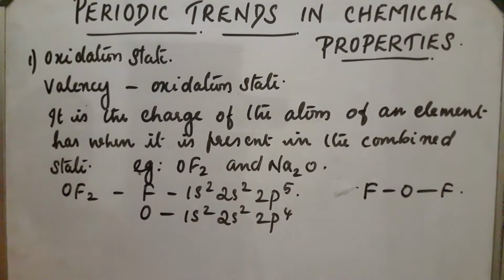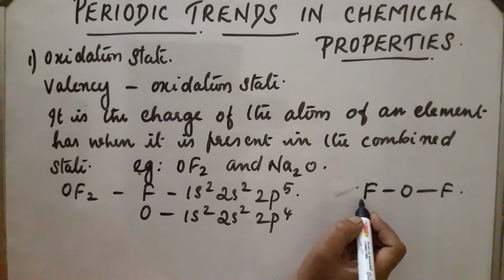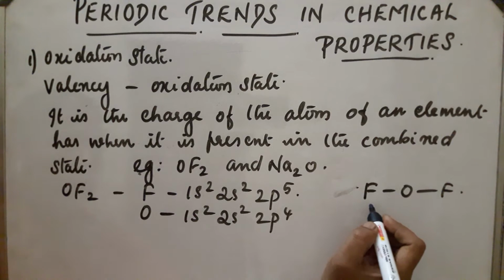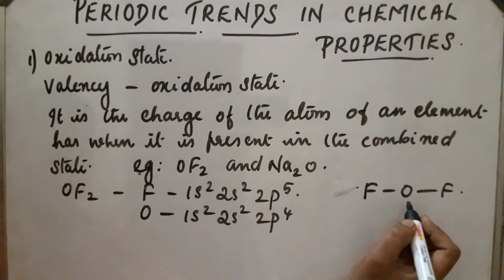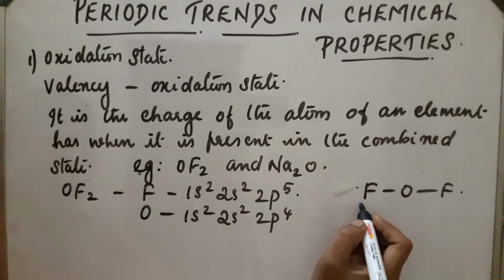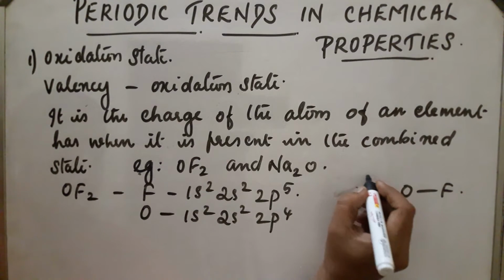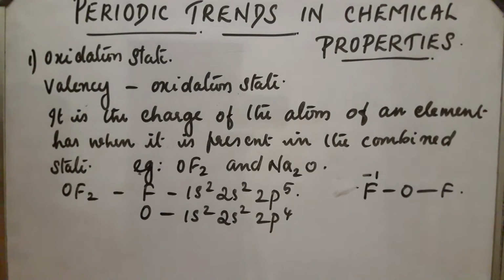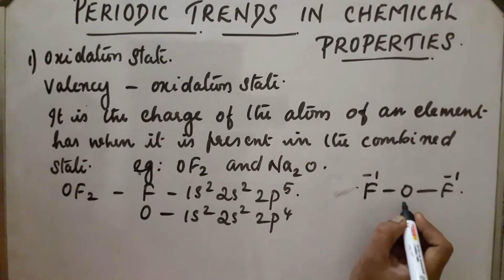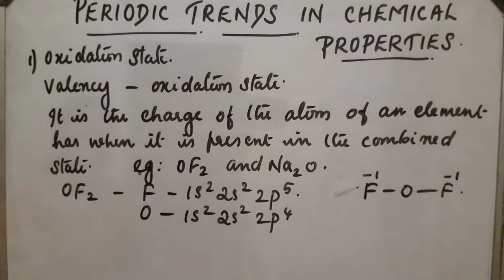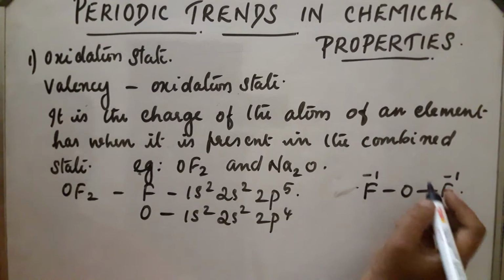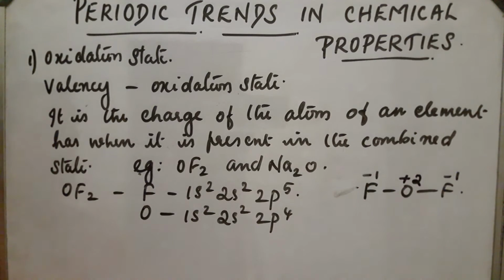This fluorine will share one electron. Here the fluorine is the more electronegative atom compared to oxygen, so fluorine shares one electron with the oxygen and gets -1 charge. Here also the same, but this oxygen requires two electrons, so it shares two electrons with the fluorines on both sides and gets +2 charge. Like this, we can explain the oxidation state of elements.